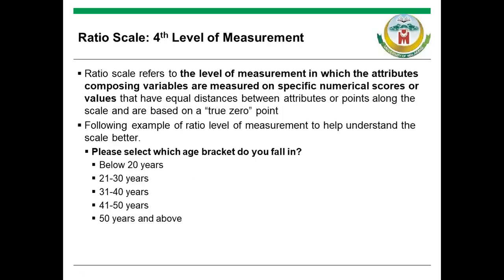Now we come to the ratio scale. And what is a ratio scale? So a ratio scale refers to the level of measurements in which the attributes composing variables are measured on a specific numerical score or values. Here, the value is not a single value, rather it is a range value.